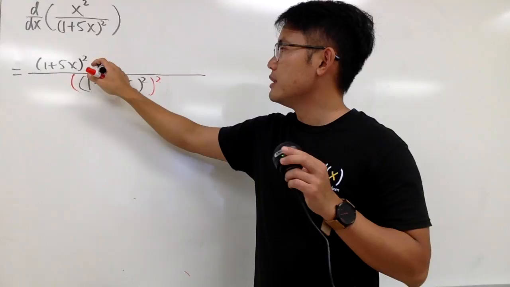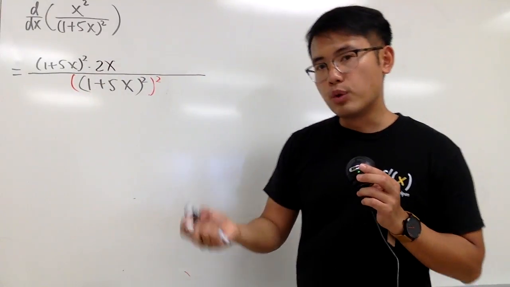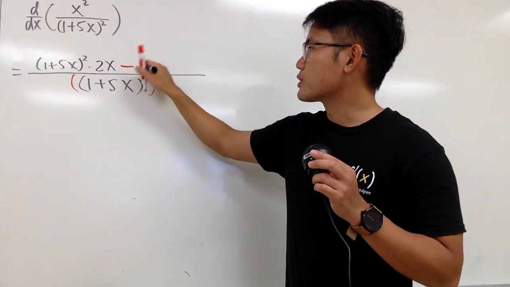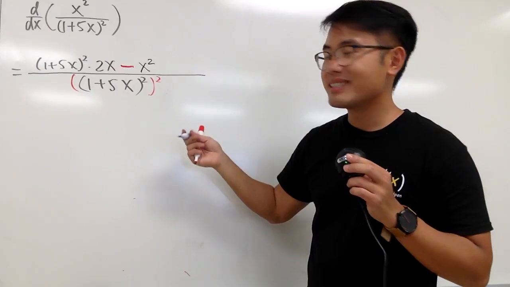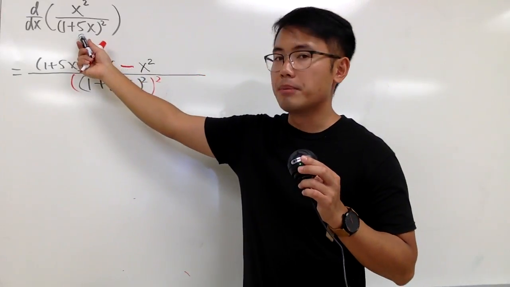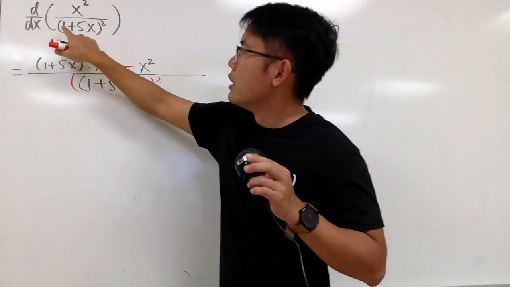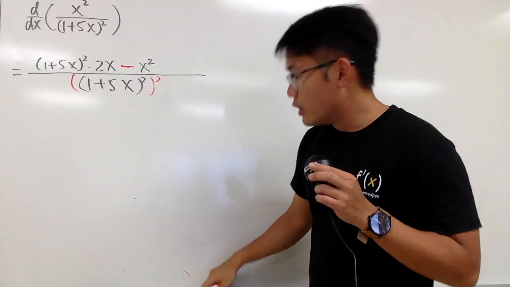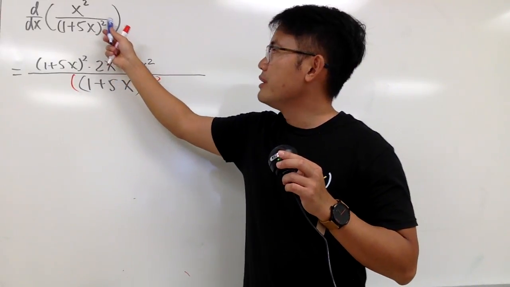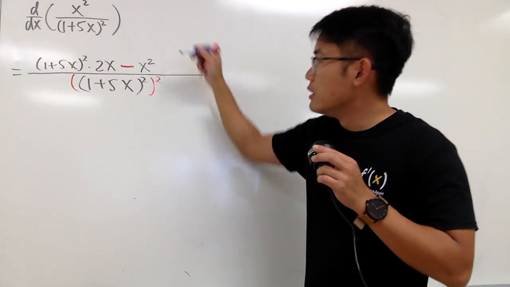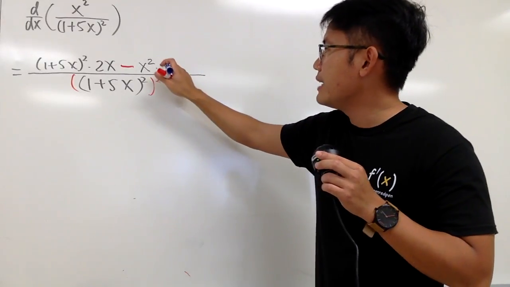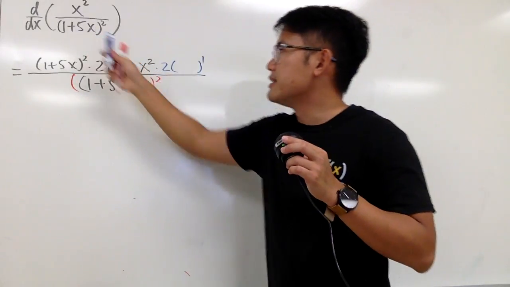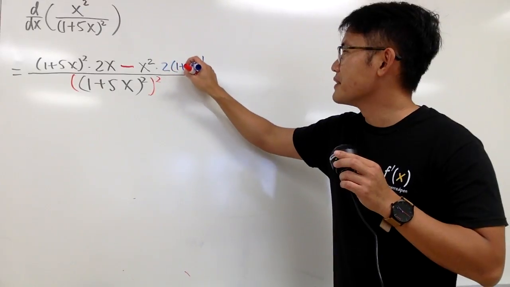Derivative of x squared is 2x. And the quotient rule says we will have to subtract the top function, namely x squared. And here's the tricky part. We are going to multiply by the derivative of the bottom function. So ignore the top. Look at 1 plus 5x in this parentheses and then to the second power. To differentiate this, we will first bring the 2 to the front and then minus 1 to the exponent. So let me put that down. We multiply by 2, parentheses to the first power, and the inside stays the same, namely 1 plus 5x.